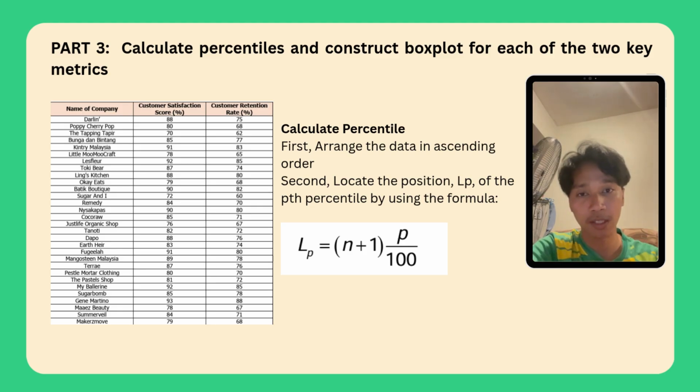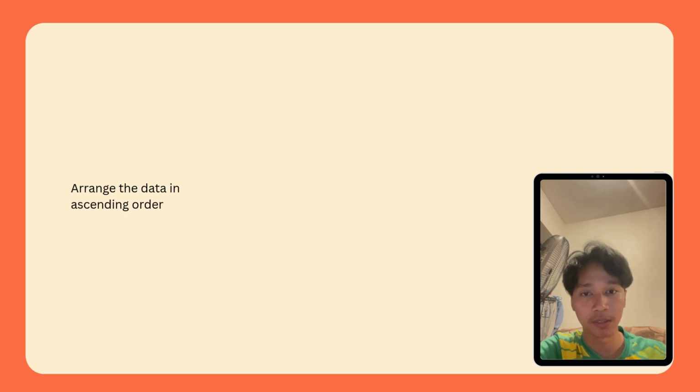Hello, my name is Muhammad Shah and I will explain how to calculate percentiles and construct a box plot for each of the two key metrics, which are customer satisfaction and customer retention. To calculate percentiles, first we need to arrange the data in ascending order. This is the data arranged in ascending order.